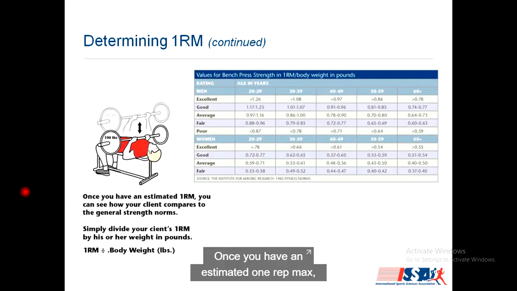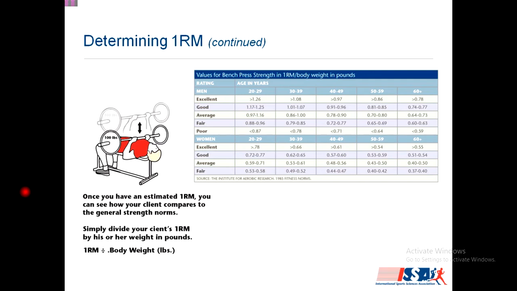Once you have an estimated 1 rep max, you can see how your client compares to general strength norms. Simply divide your client's 1 rep max by his or her weight in pounds.